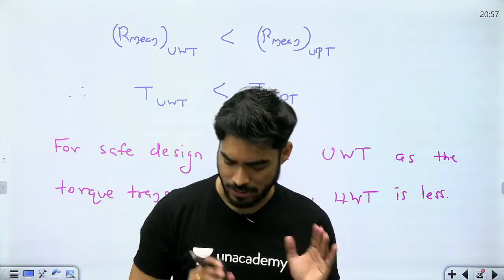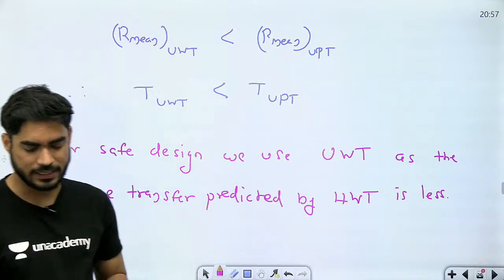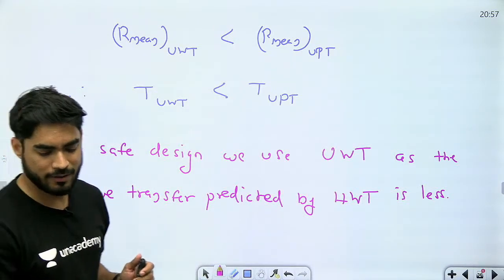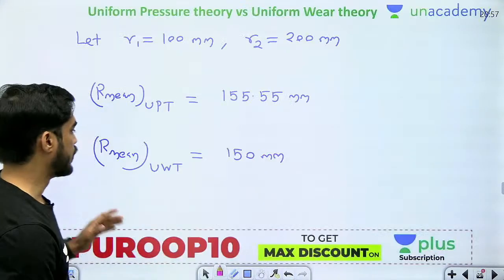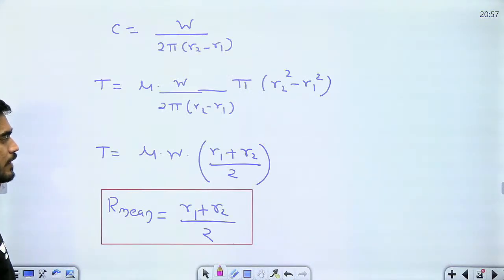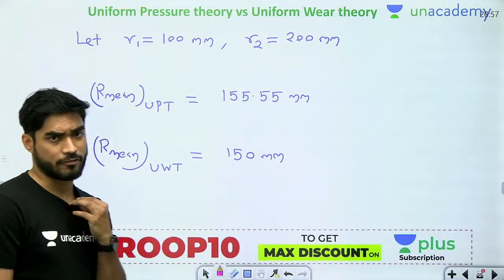जब आपका क्लच नया हो तब भी सेफ, पुराना हो तब भी सेफ. Is it clear? So beta, uniform wear theory is the theory which we use for the design purpose. Okay, we don't use uniform pressure theory for the design purpose, you use uniform wear theory for the design purpose.